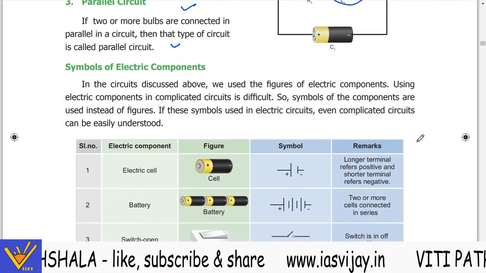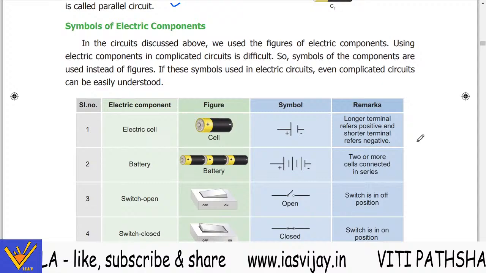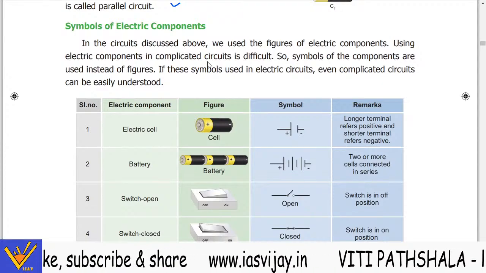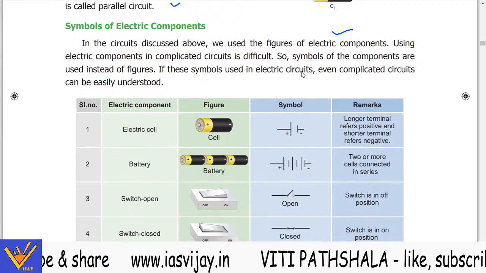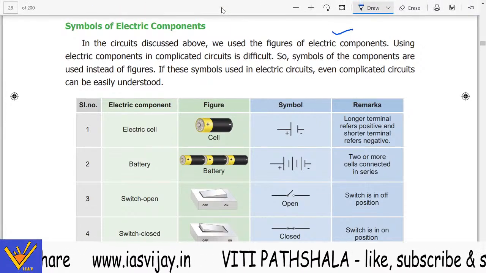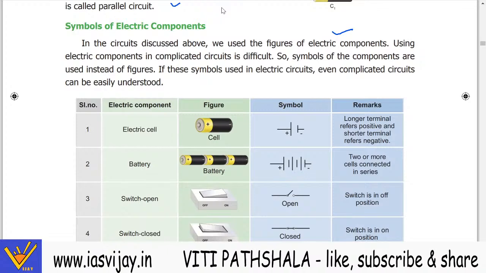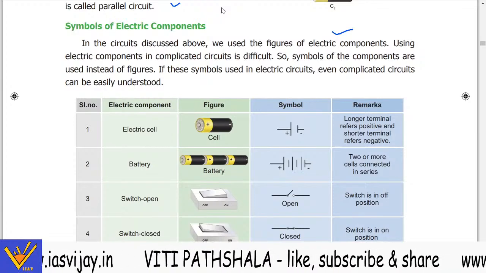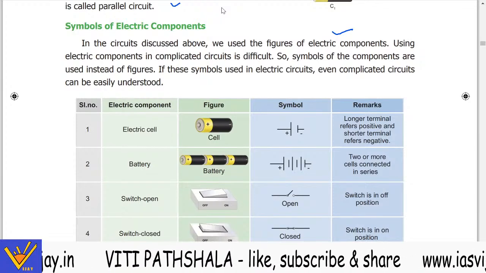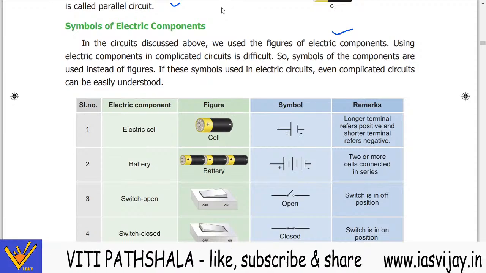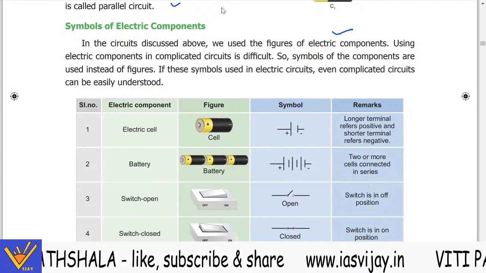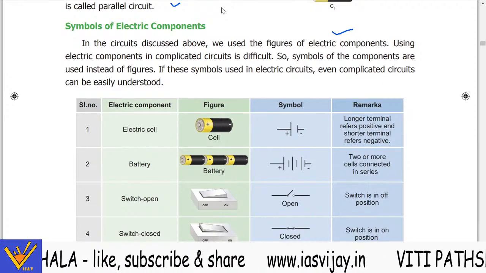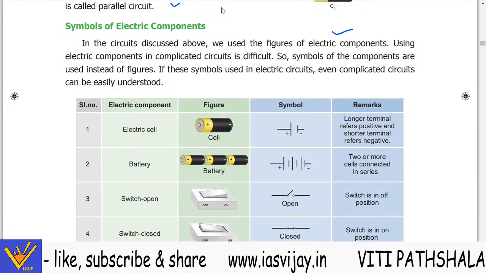Now, symbols of the electric components. In the circuits discussed above, we used the figures of the electric components. Using figures of electric components in complicated circuits is difficult. So symbols of the components are used instead of the figures. If these symbols are used in electric circuits, even complicated circuits can be easily understood. So first is the electric cell.